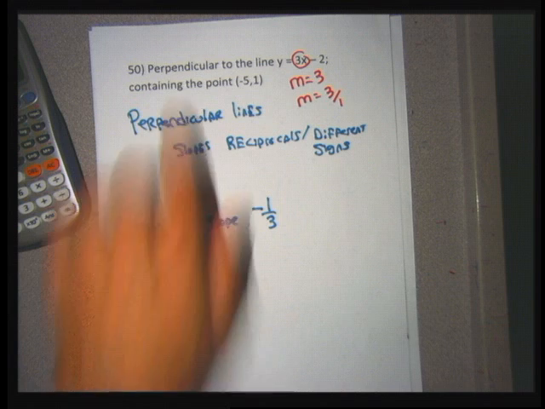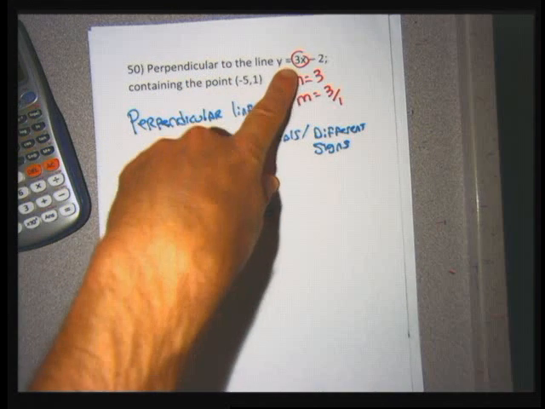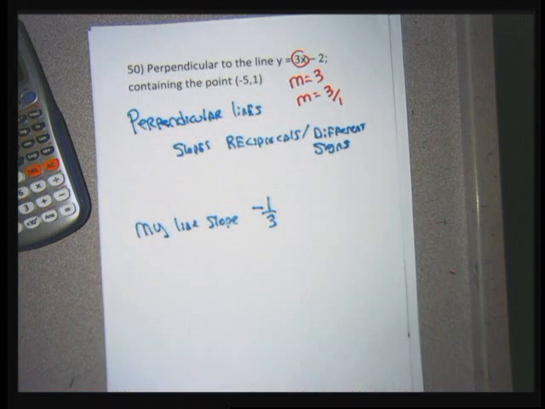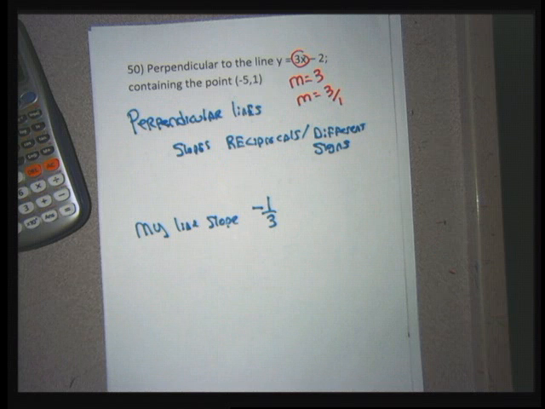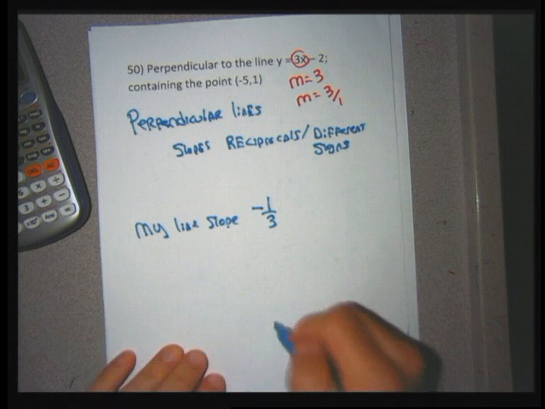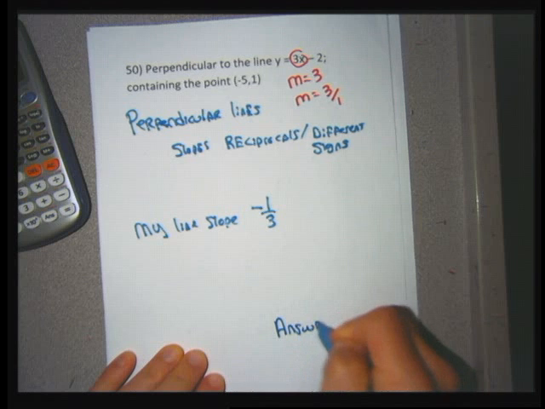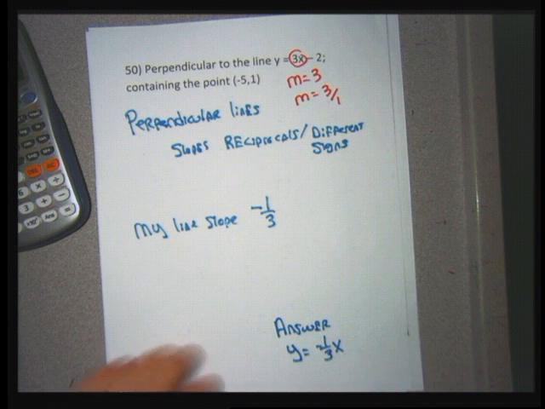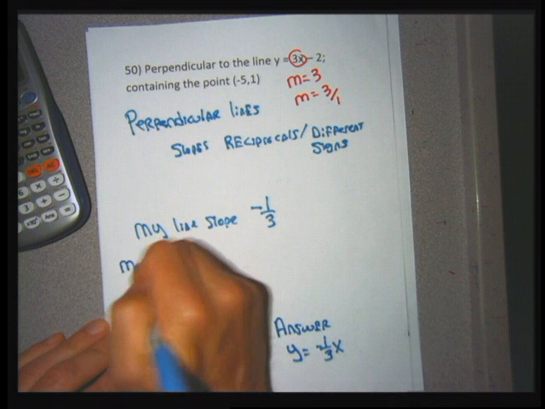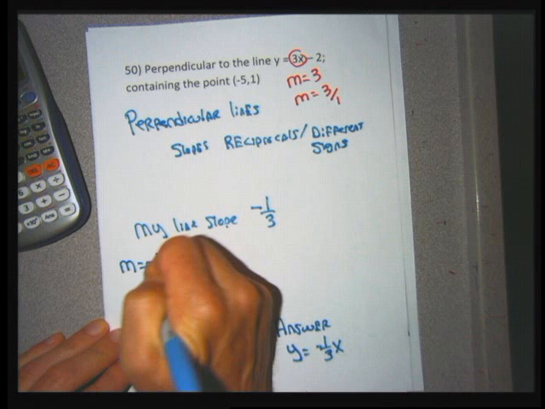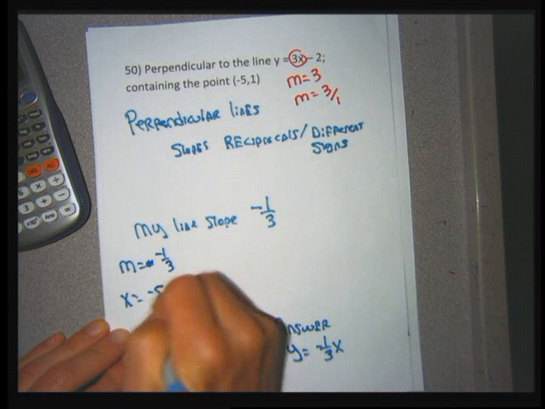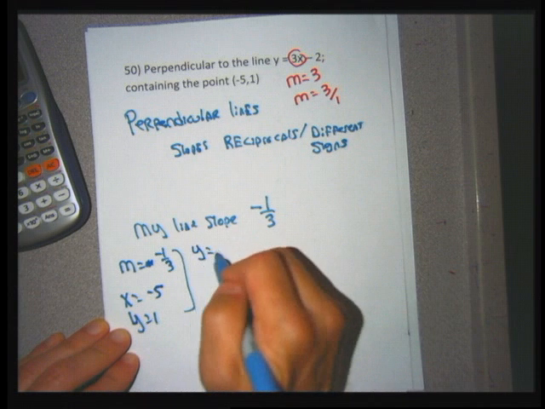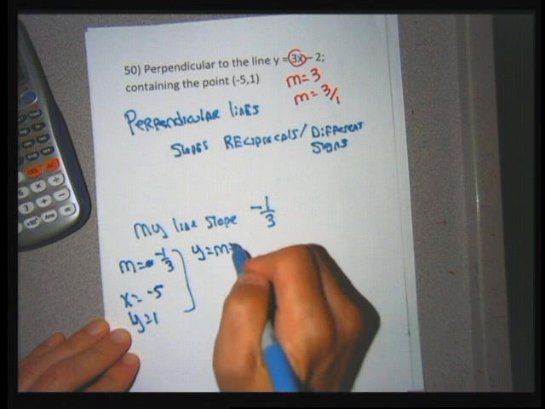So because of the word perpendicular, the slope of the given line isn't the slope of my line. Perpendicular lines have slopes that are reciprocals with opposite signs. So in my answer, the number I'm going to put in front of the m is -1/3. Now I need to find the b. I'm going to use m equal to -1/3, x equal to -5, y equal to 1. Plug those numbers into the formula y equals mx plus b and solve for b.